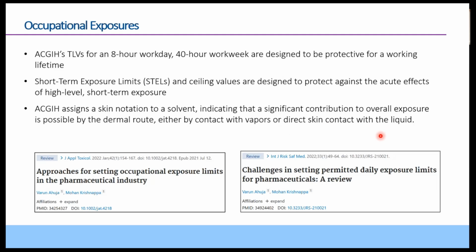I have published 2 papers in the field of risk assessment, one in the field of occupational exposure limits, particularly related to the pharmaceutical industry, and the other on permissible daily exposure limits. So if anyone is interested in reading these, I can share these papers with the organizers, so they can share them with you.